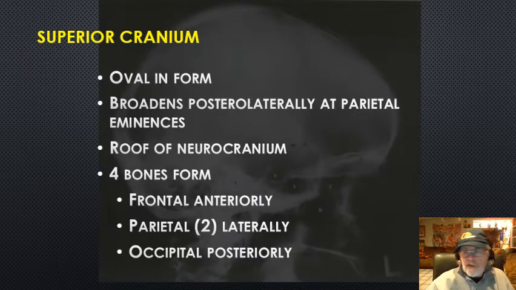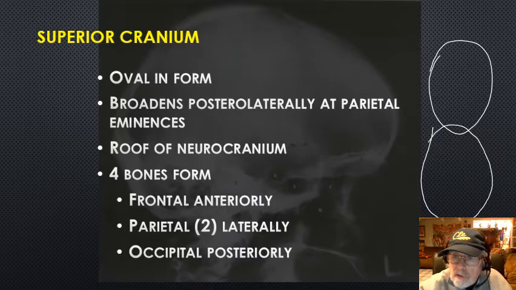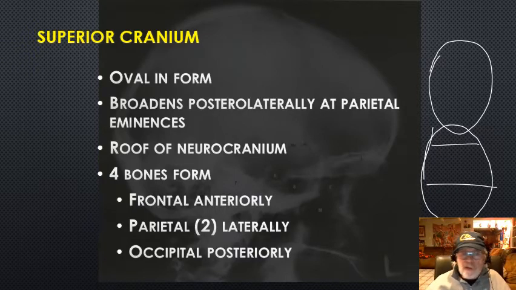The superior cranium isn't a perfect oval. It's sort of like an oval, but it's a little bit wider posterolaterally, normally, at the parietal eminences. So instead of being a perfect oval, it's more like that, where it's wider here and a little bit narrower in the front. It's the roof of the neurocranium. If you go right through there, you're right inside the brain.